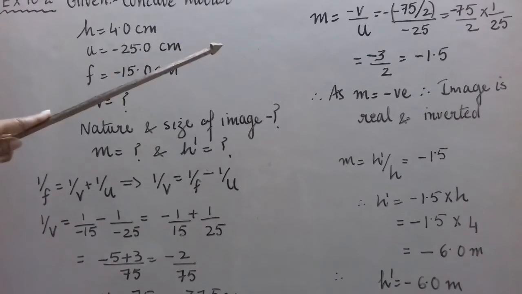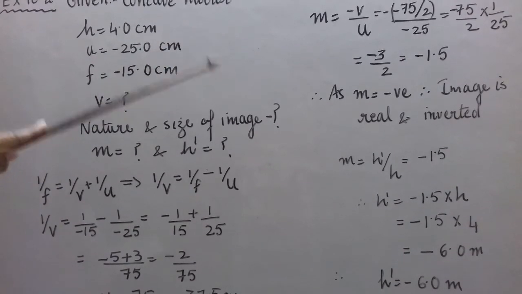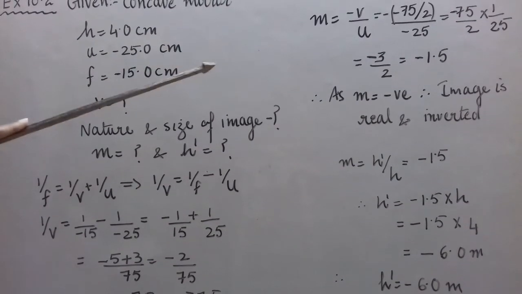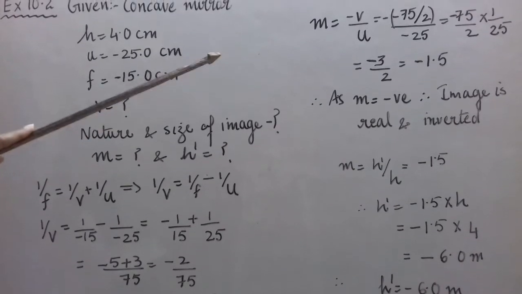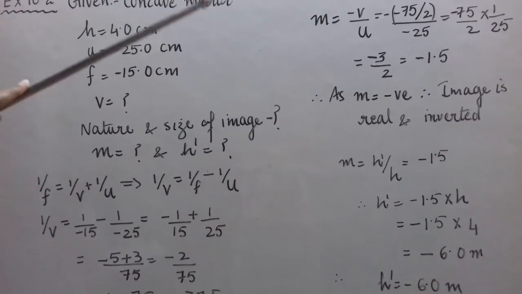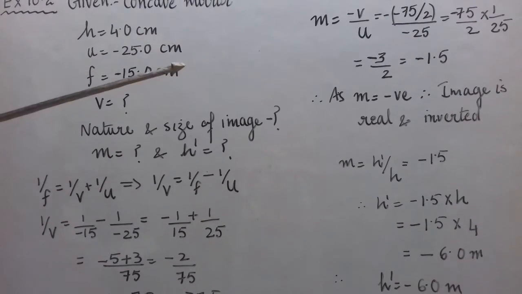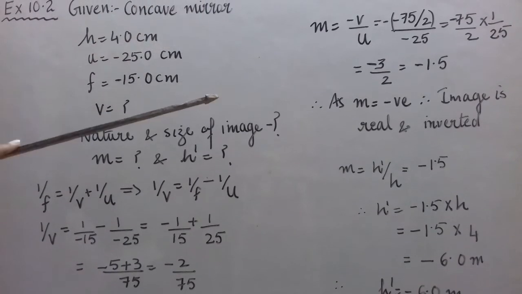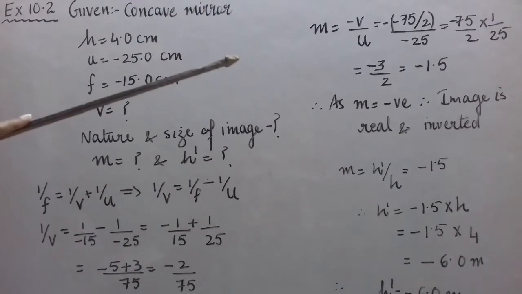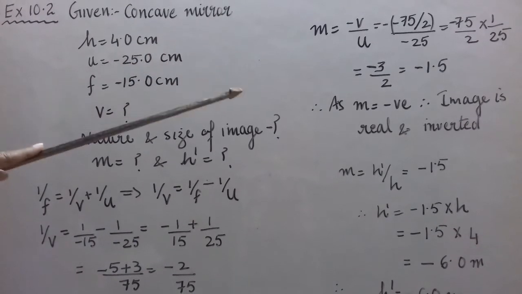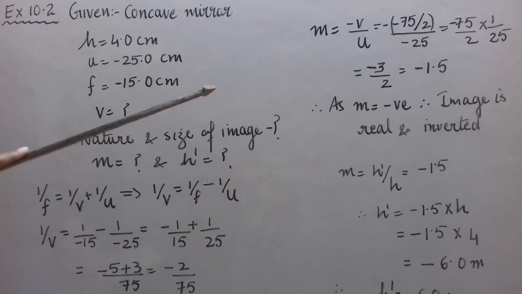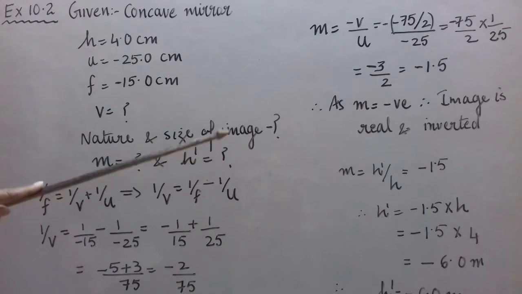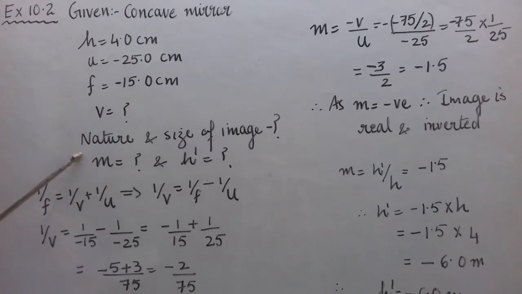And putting the value of v as minus 75 upon 2. See, minus is outside also because m is minus v upon u. So let minus be there. Put in the bracket the value of v, which is again negative, and divided by u, which is also negative. So in the numerator, if we do the calculation of these minus signs, minus becomes plus, and plus and minus in the denominator makes minus. So just see, the answer overall comes minus, and after simplifying, the answer is minus 1.5. And since m is negative, the image is real and inverted.